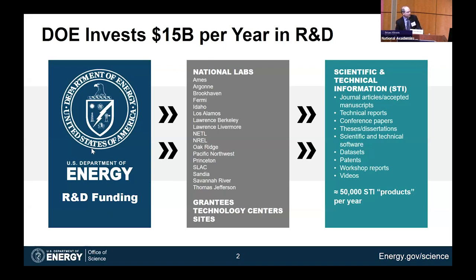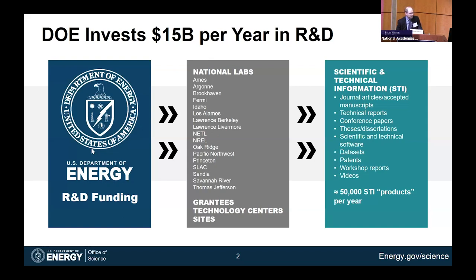So I want to start off here with this very big picture of DOE's mission. DOE is a very big agency, having a budget over $30 billion per year, about half of that going to research in the energy sciences, physical sciences. That money flows from Congress to our program offices within DOE and then to our 17 national laboratories and many hundreds of grantee institutions and universities. All of those entities are doing just amazing work in research and development in the energy sciences. And the most immediate outcome of their work is recorded in the forms of scientific and technical information that you see here: publications for sure, the peer review publications being those journal articles and accepted manuscripts, but also technical reports, conference papers, and so forth. And as Miriam mentioned, data sets, software, patents, other forms of scientific and technical information.